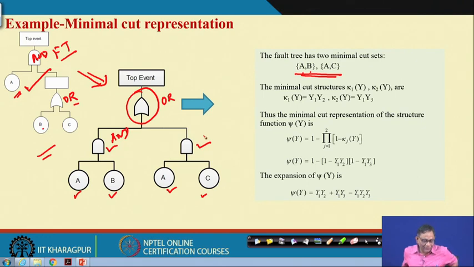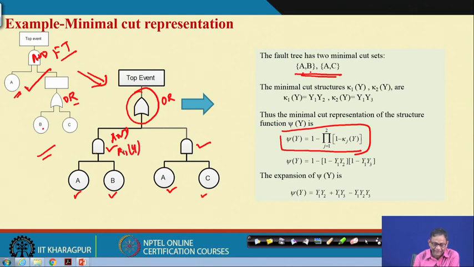Okay. Now, what will we do? We have earlier seen the structure function for the minimal cut representation. It is this. So, first find out the structure function for this. So, this one will be k1 y. k1 y is here A and B. Okay. So, that means this is y1, this is y2, again this is y1 and this is y2.